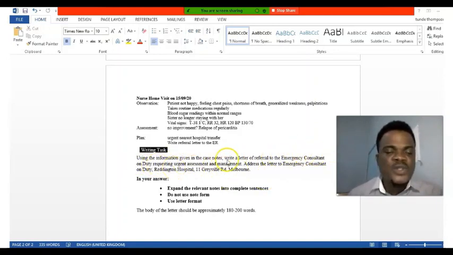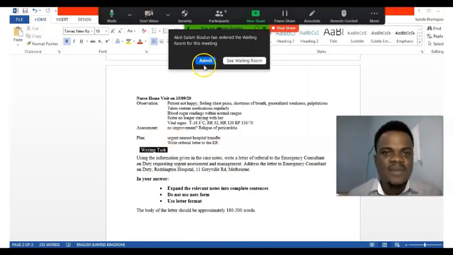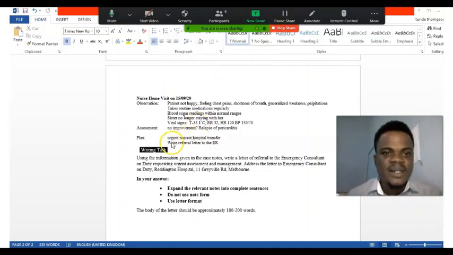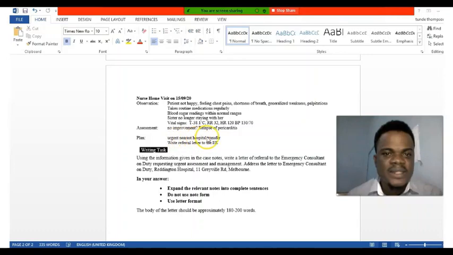For you to know it is an urgent referral letter, sometimes the cue will be given to you just like this in the plan. They say urgent hospital transfer, write referral letter to emergency room or emergency department. So when you hear any letter going to emergency, the letter is a referral letter or an urgent letter.